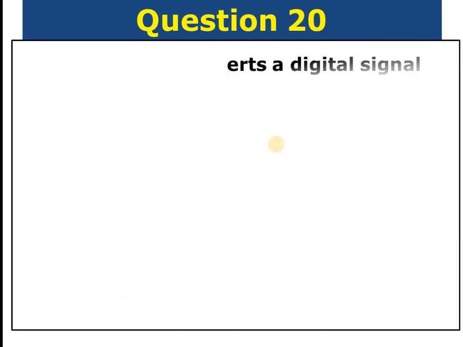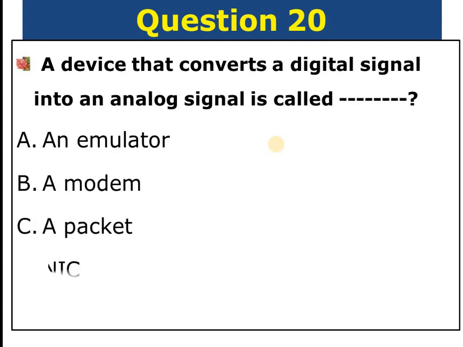Question number 20. A device that converts a digital signal into an analog signal is called A. an emulator, B. a modem, C. a packet, D. an IC. The answer is choice B, a modem. This modem converts a digital signal into an analog signal.